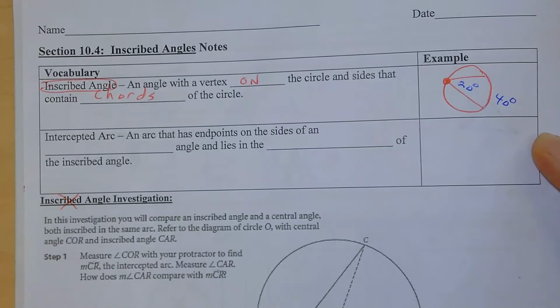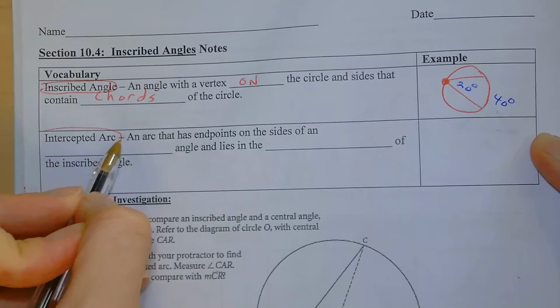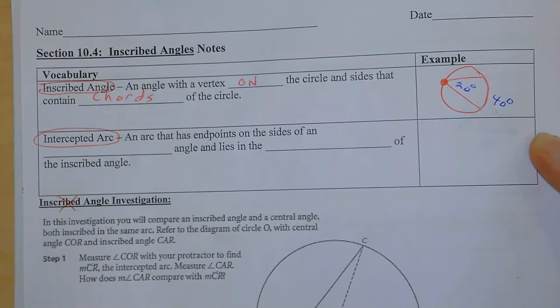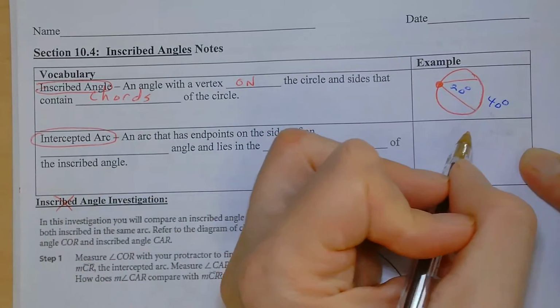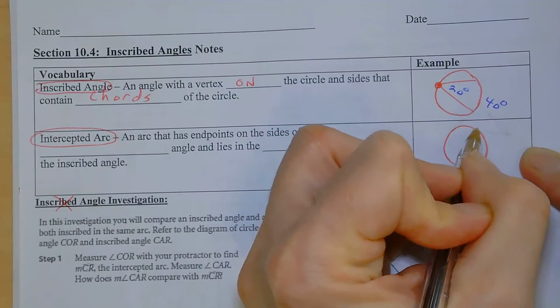Then I'm going to introduce a new term called intercepted arc. Think of an intercepted arc like an interception in football, if you've ever watched football, where a pass is cut off from the other team. An intercepted arc is like an intercepted pass. It's literally cut off from the rest of the circle. I'm not going to fill in the definition, I'm just going to show you what it is.